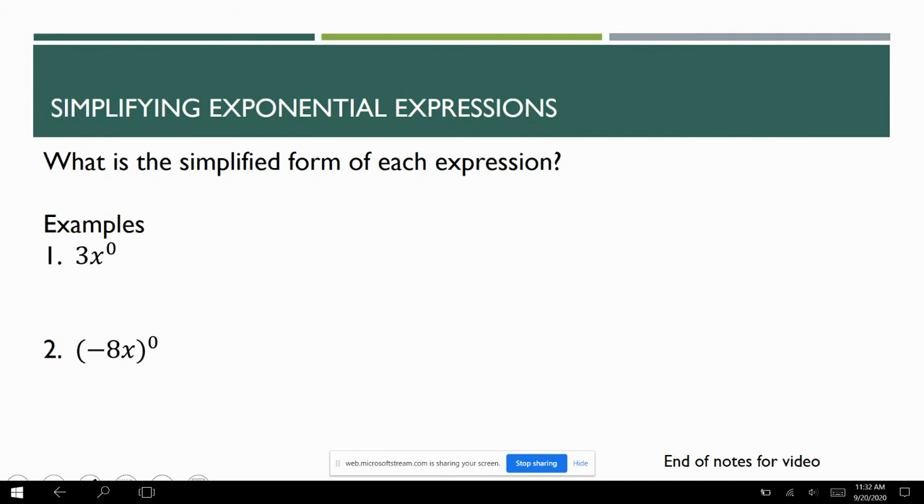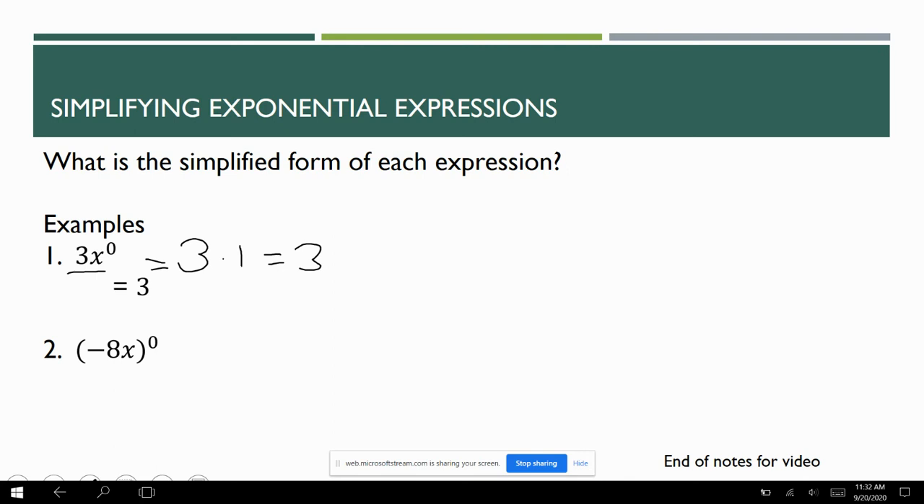Now when we do this, we need to be careful to identify what's being raised to the 0th power. So in this first expression, 3x to the 0, we notice that 3 is not being raised to the 0th power. So your 3 does not automatically become 1. It stays as part of your answer. So it's 3 times x to the 0. Well, x to the 0 is 1, so this is 3 times 1, which is just 3.